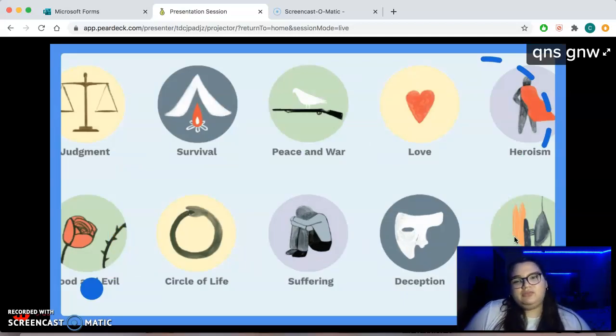There's many themes, but we have themes like judgment, survival, peace and war, love, heroism, good and evil, circle of life, suffering, deception, and coming of age, right? And again, we're going to continue investigating these themes.